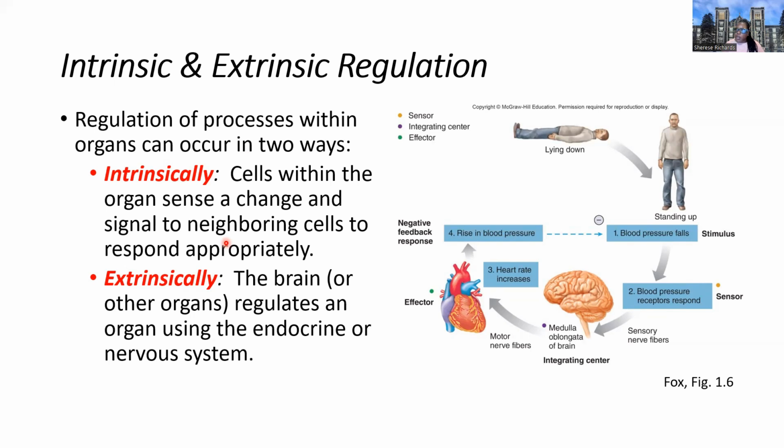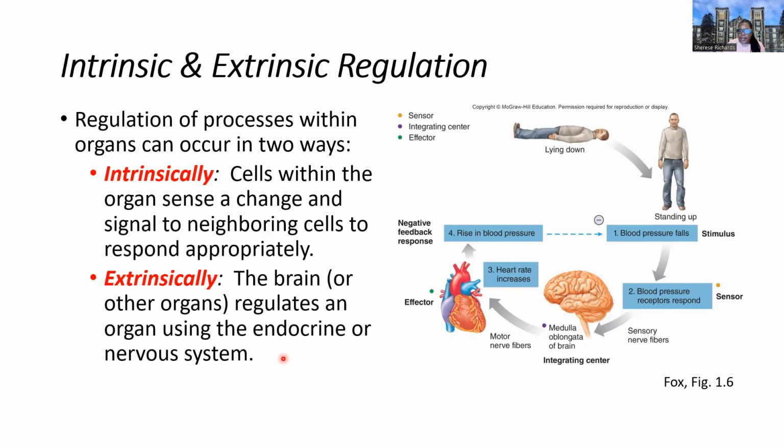I'm not sure if you've heard of paracrine signaling, but it's basically when 2 cells are next to each other, they're neighbors, and they can send signals to one another. That's kind of just local. It's not going to the entire body. It's not using the blood or the nervous system. It's just one cell to the neighbor. That is an example of intrinsic regulation of our various organs.